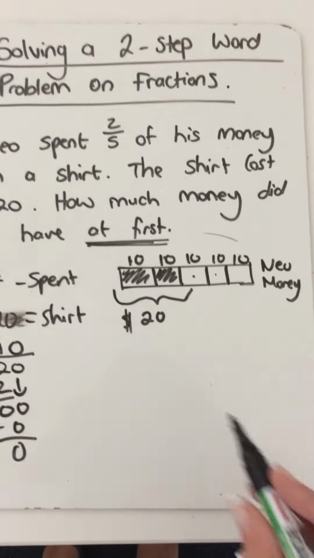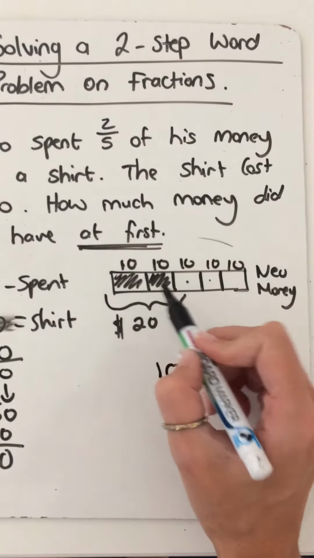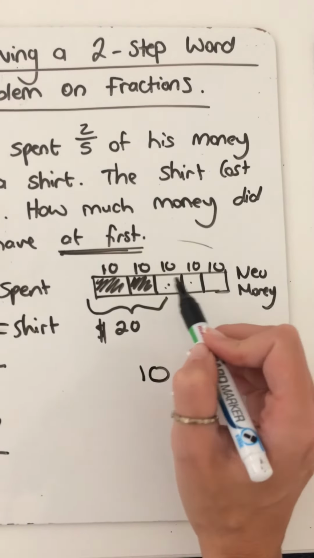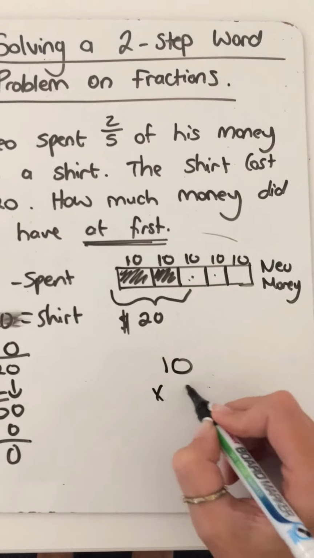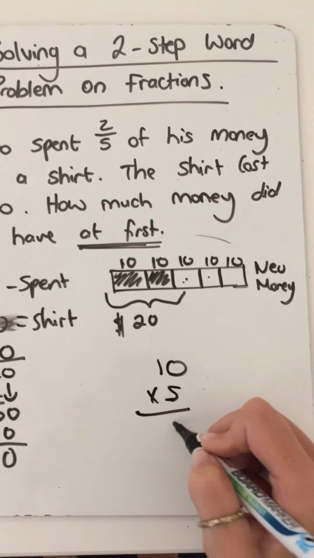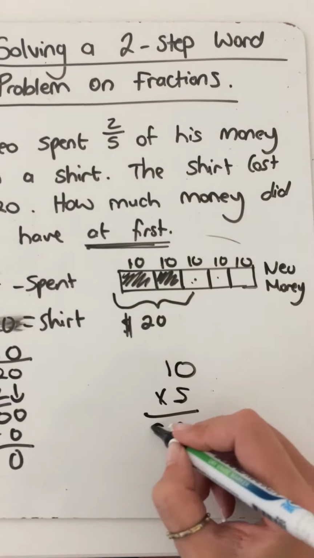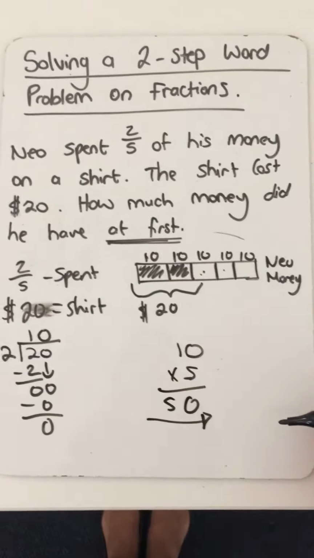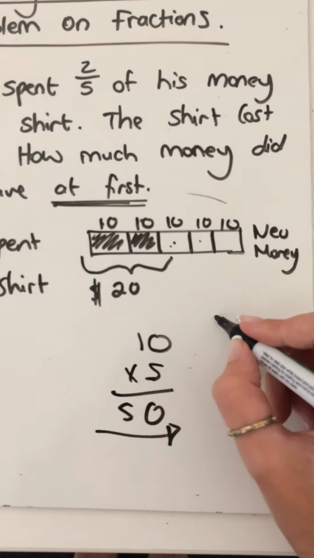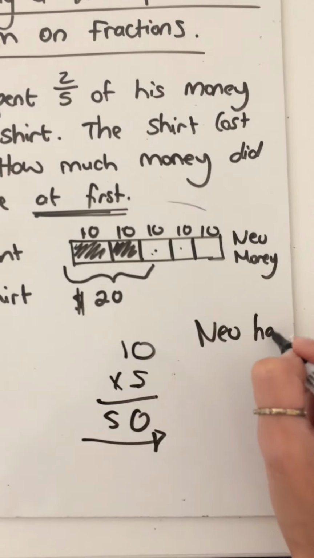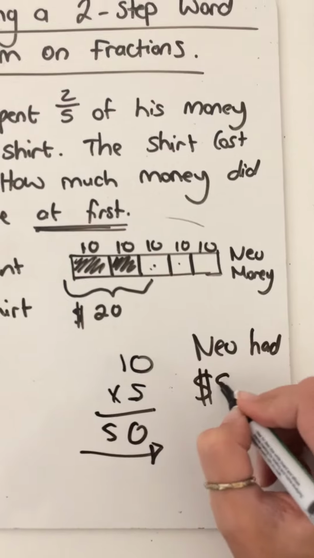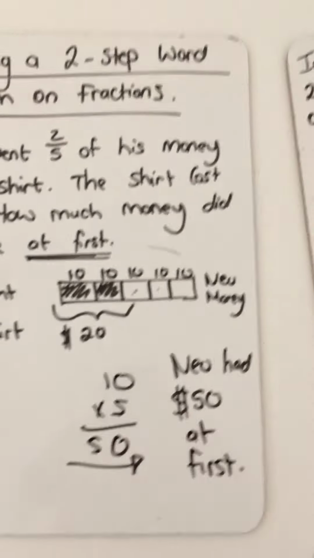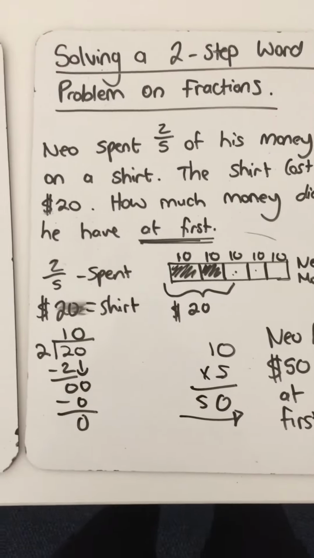So I can say 10, which is how much each of these units is, multiplied by how many units there are, which is 1, 2, 3, 4, 5. Multiply by 5 units. 5 times 0 is 0. 5 times 1 is 5. So my answer is 50, but because it's a word problem, I have to write my answer in words. So I will say Newell had $50 at first. And that is my answer to this question.